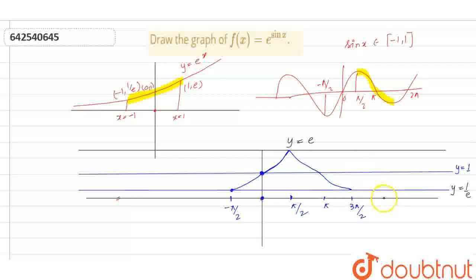Now, at 2 pi, sine 2 pi is 0, so we'll get 1. Okay. At 5 pi by 2, sine of 5 pi by 2 is equal to sine pi by 2, which is equal to 1. So we'll get e. In a similar manner, this graph is going to keep moving. So this is the graph of e to the power sin x.